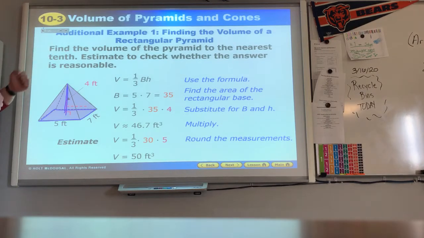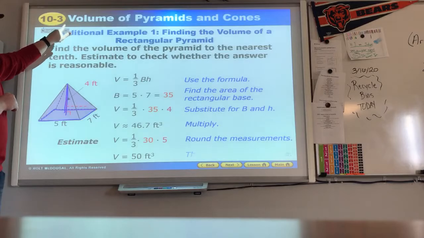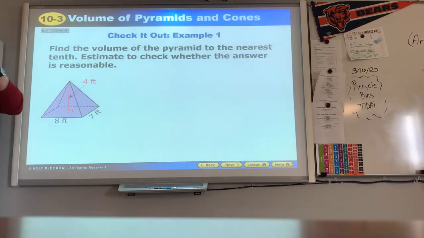Now, they said find that. It does say estimate to check whether the answer is reasonable. All right? I don't need you to estimate. I just need you to be able to find this.